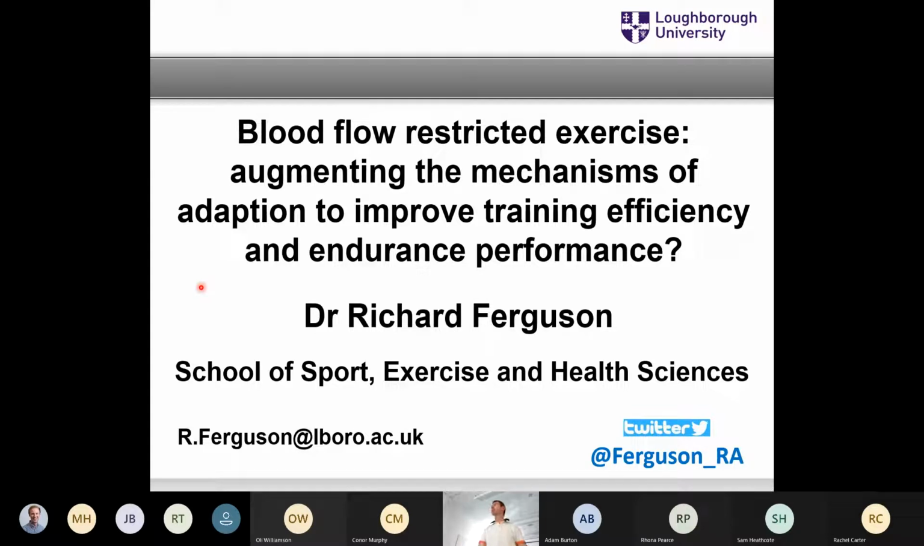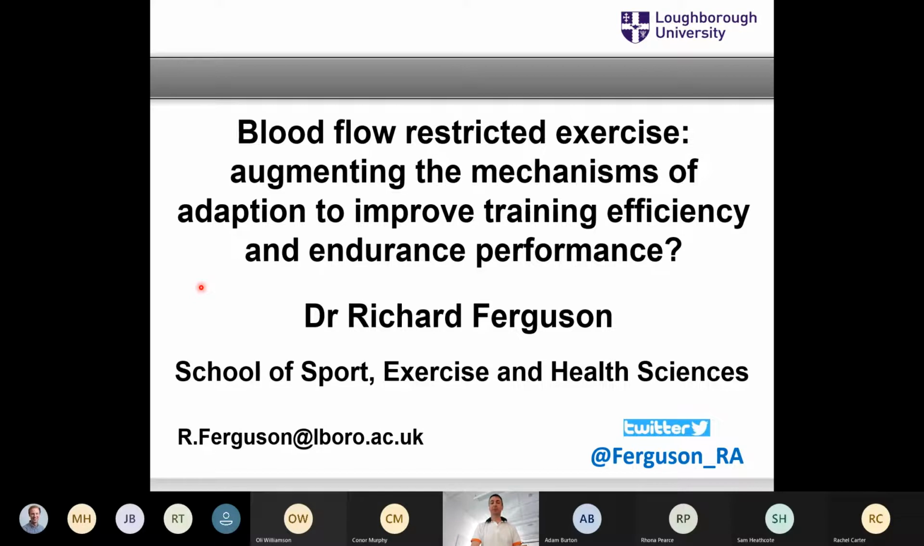Okay, so we've been working on blood flow restricted exercise for, I would say, 15 years since I started here at Loughborough, and it's been an interesting journey so far. In terms of where we've come from, we started with the use of blood flow restricted exercise with resistance exercise and resistance training, but it really became apparent that the interest in endurance performance is novel and potentially unique.